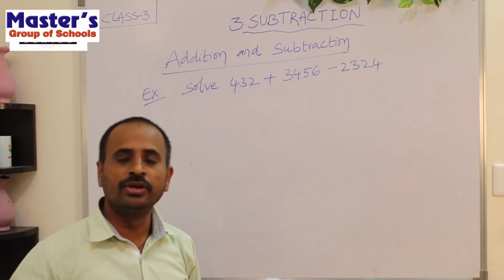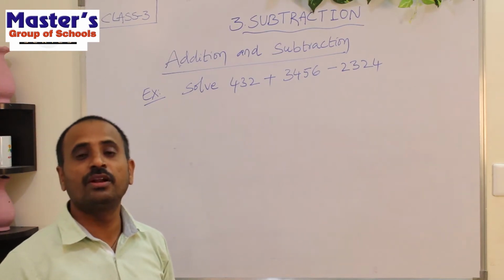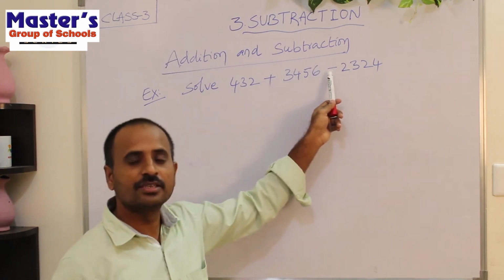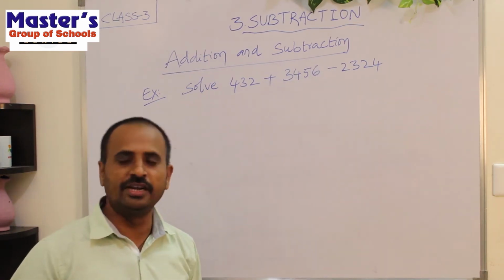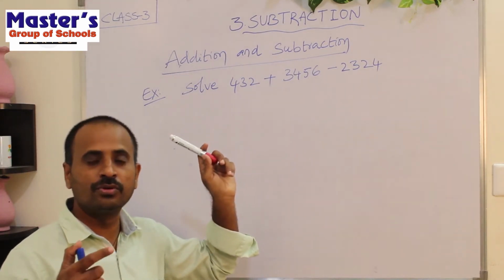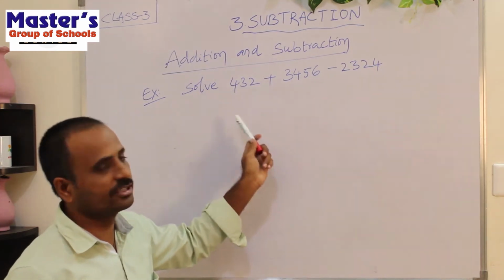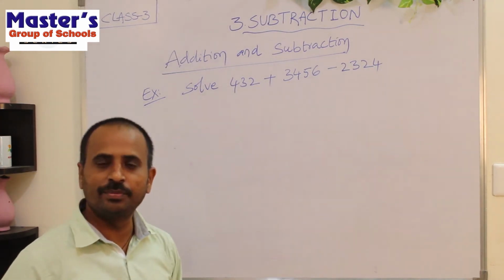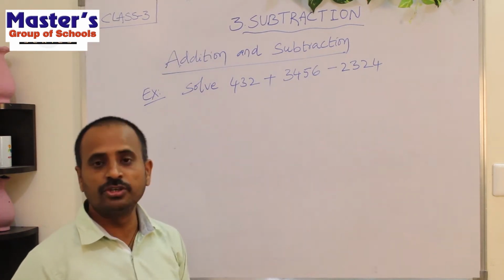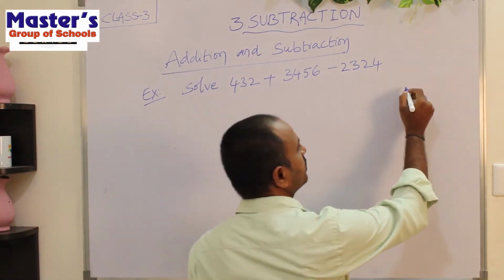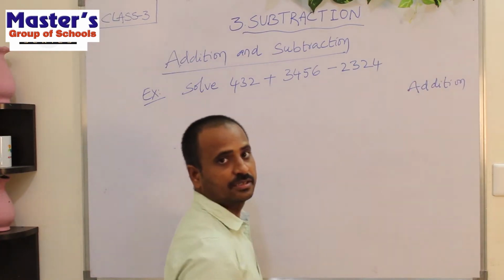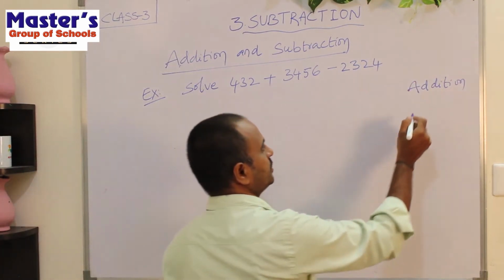So we have to do addition and subtraction one after another in this problem. So here plus means addition and minus means subtraction. So both addition and subtraction are included in this problem. So we have to do first addition, then next go to subtraction. So children, remember, if there are additions and subtractions in the same problem, first do addition. So first addition, next subtraction.